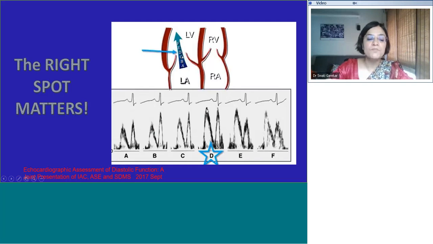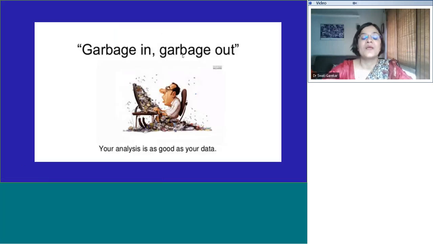So most important, to figure out where to keep the gate. It has to be at the very tip. It doesn't have to be somewhere higher up into the LA. Garbage in, garbage out. Your analysis is only as good as your data. Don't even bother getting into EA ratio and other stuff if you haven't practiced getting good pulse wave Dopplers.